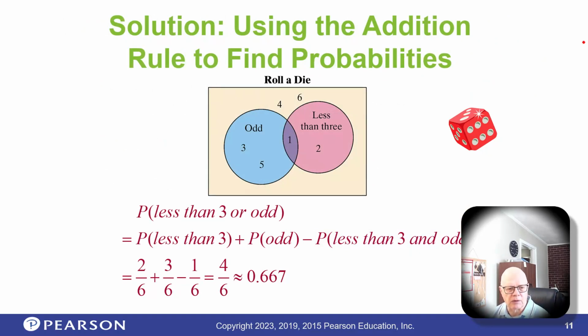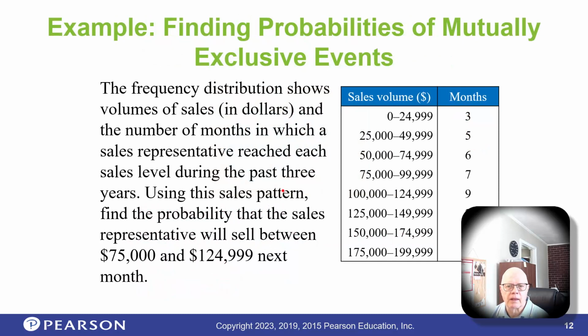And there's our number. Notice this was the probability of less than 3. This one is the probability of an odd. And this is an odd that's less than 3. 0.667. Now, this just extends what you're doing.